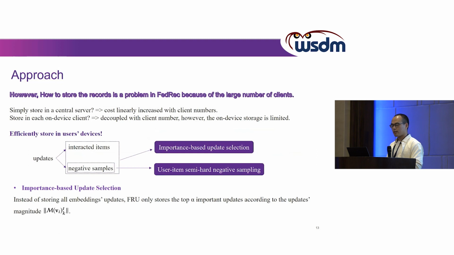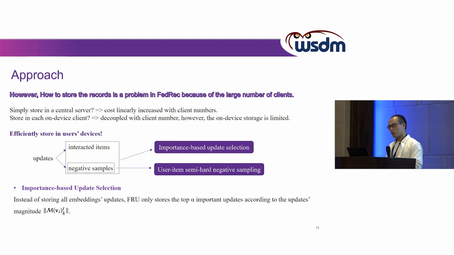Another way is to store them on device. But as we know, users' device storage is limited, so we should find an efficient way to store the historical updates. So here we first analyze the composition of the cost. It generally includes two aspects: interacted items and negative samples.